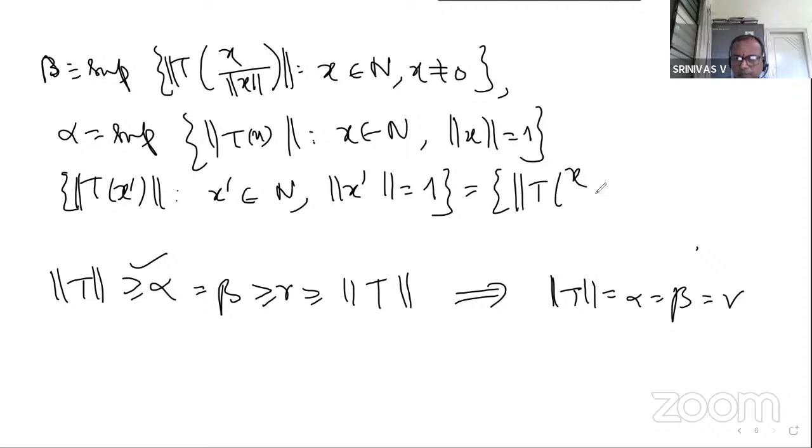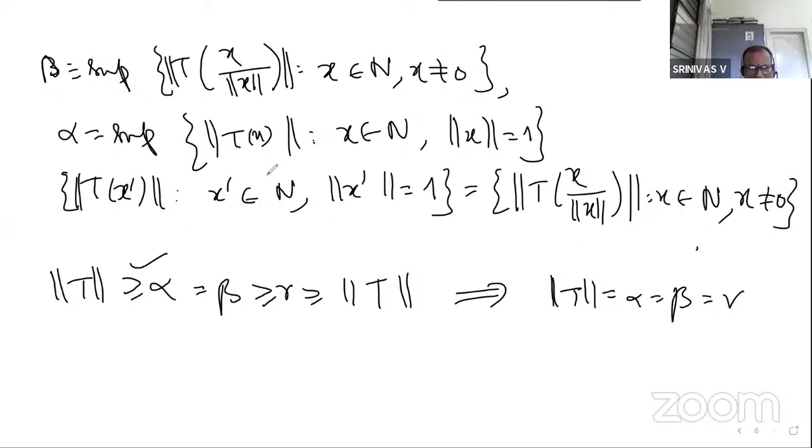Norm T of x by norm x, such that x belongs to N and x is non-zero. Okay, I'm taking this set: norm T of x by norm x, such that x belongs to N, x is non-zero. I'll show this. You take an element here.